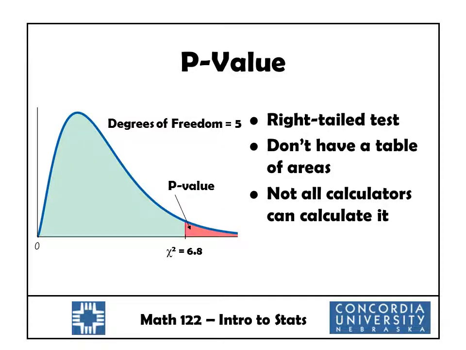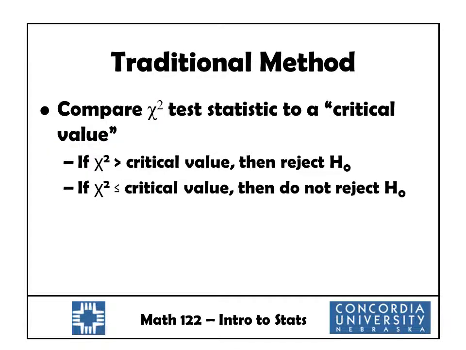Now if we want to calculate our p-value, these types of tests are always right-tailed. So the p-value is going to be the area to the right of 6.8 underneath the chi-squared curve. But we don't have a table to find areas, and not all calculators can calculate the p-value, so we're going to use a different method here. Okay, so we calculated our chi-squared test statistic, and we pointed out that our calculators can't find the p-value and we don't have a table for the p-value. So we're going to use a different method for coming to our technical conclusion.